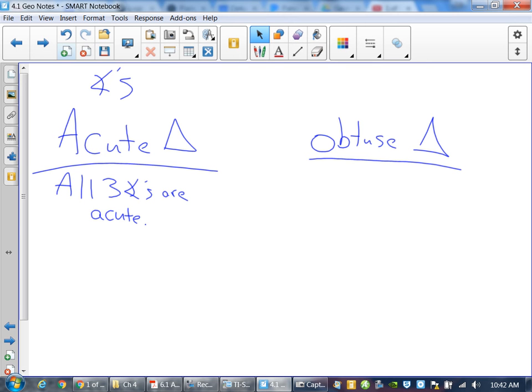The what? Yeah, it's only for right triangles. The obtuse triangle has one obtuse angle. Can you have more than one obtuse angle in a triangle? Nope, you'll run out of degrees. An obtuse angle is more than 90.